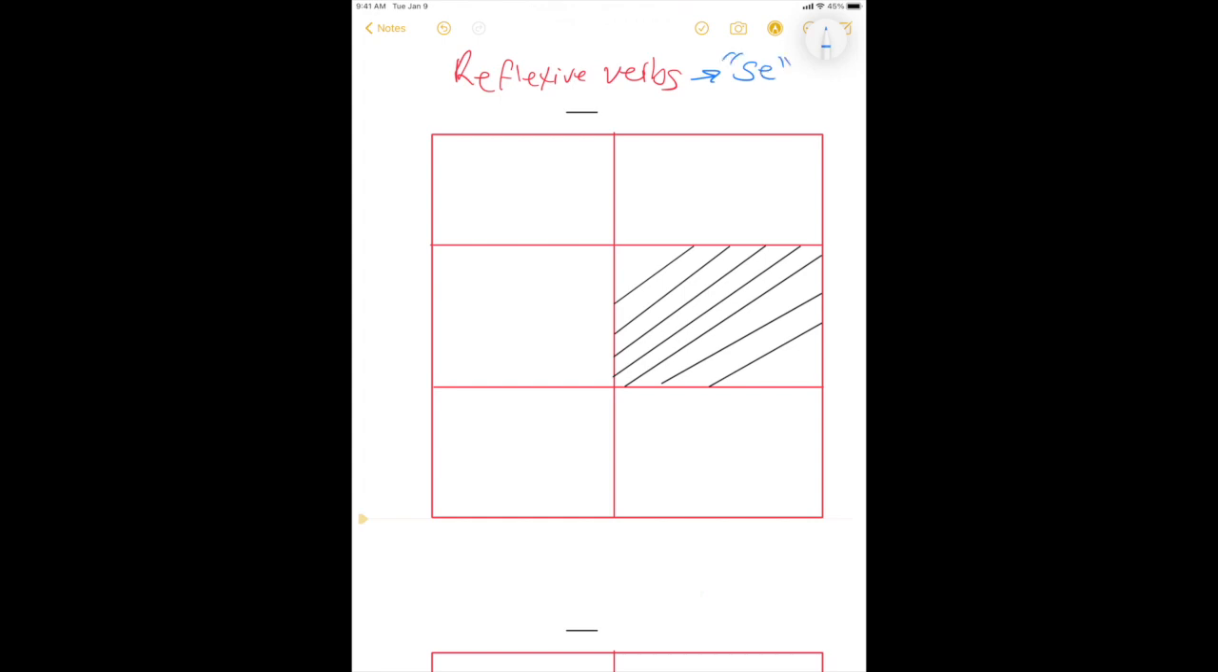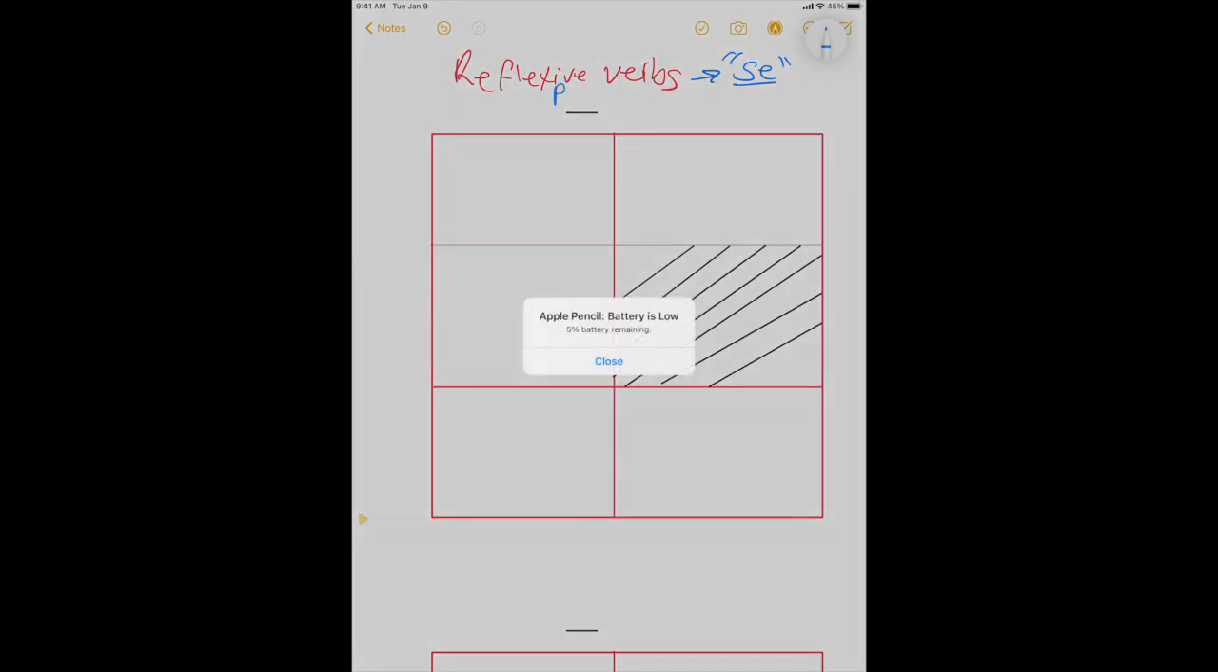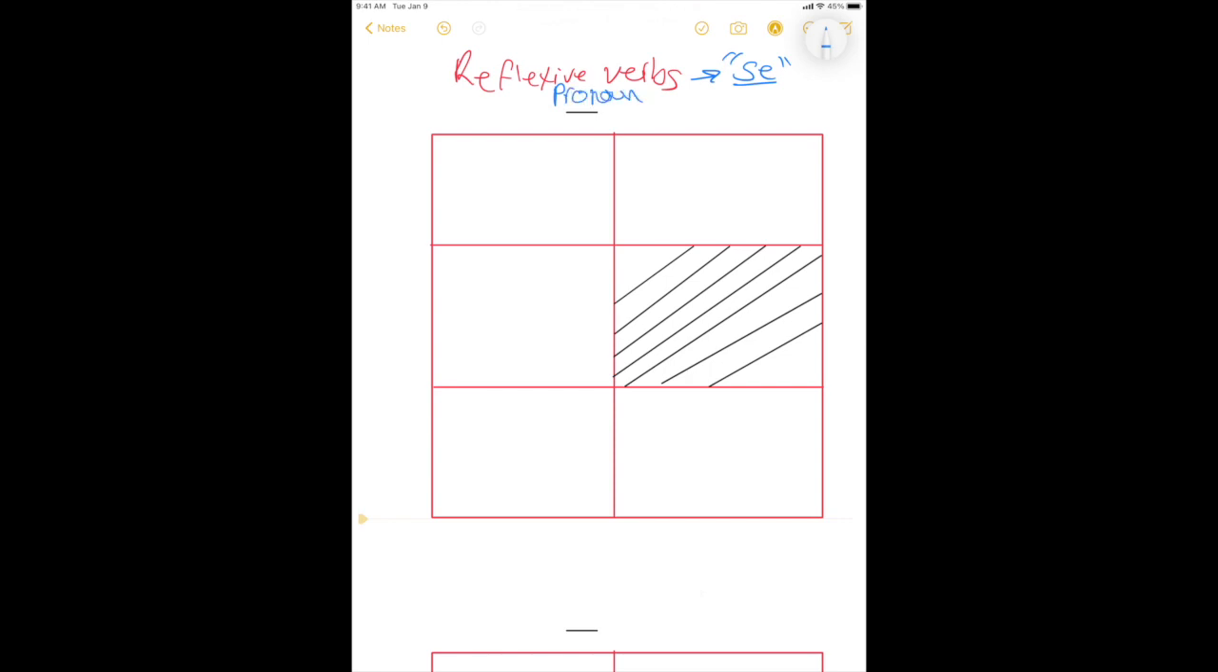Now, the whole point of the se is that the se is a pronoun. Okay, and we identified that a pronoun is what exactly? What are the pronouns? The personal pronouns. He, she, they, we. Right. So I, you, he, she, we, they. What normally goes in our chart here, right?